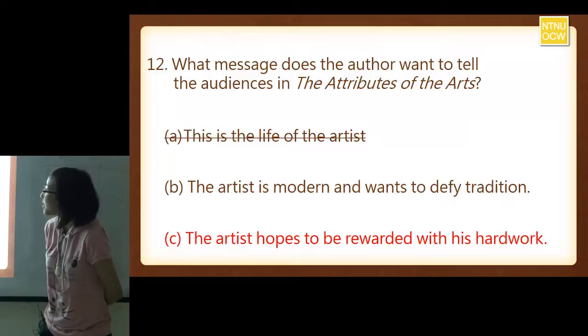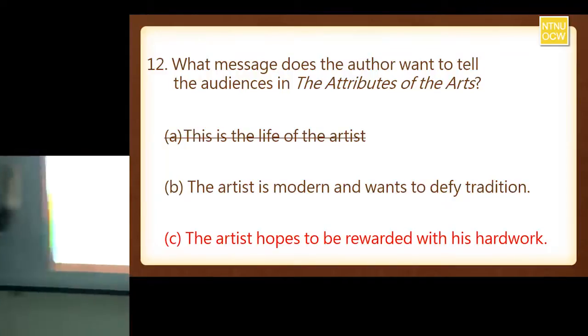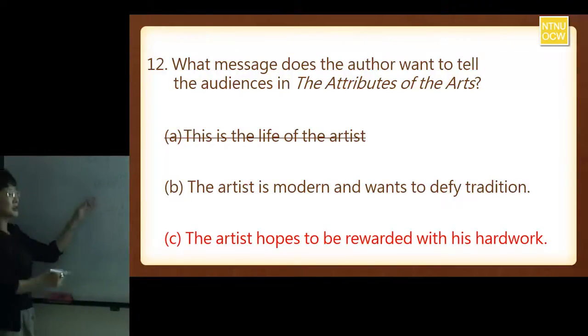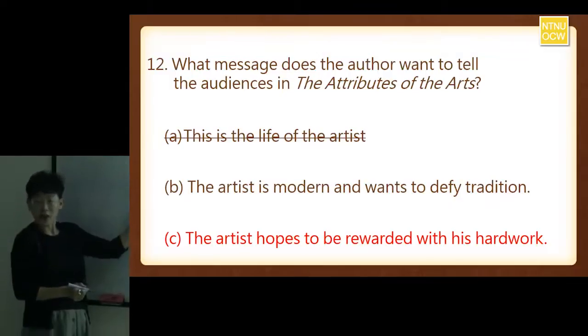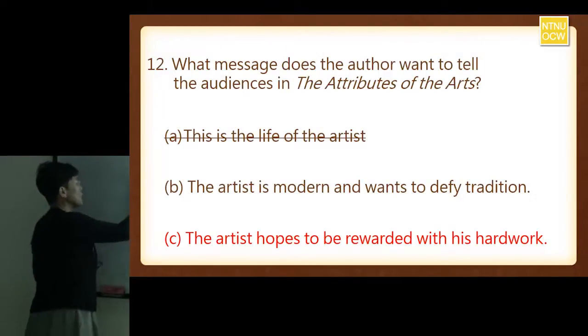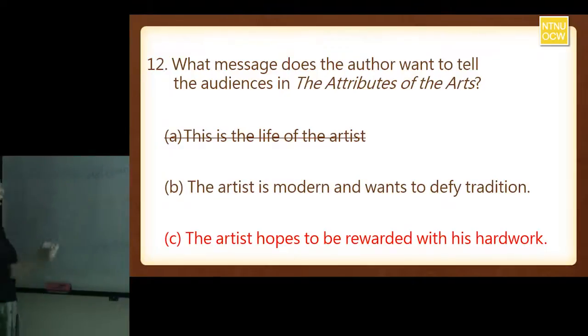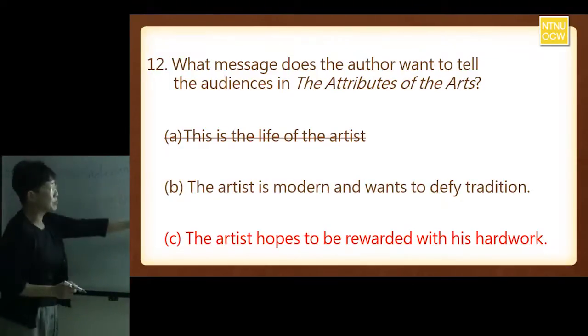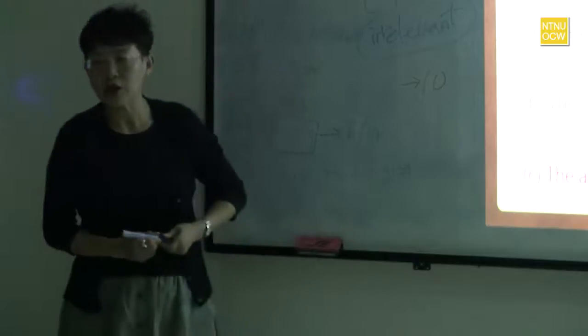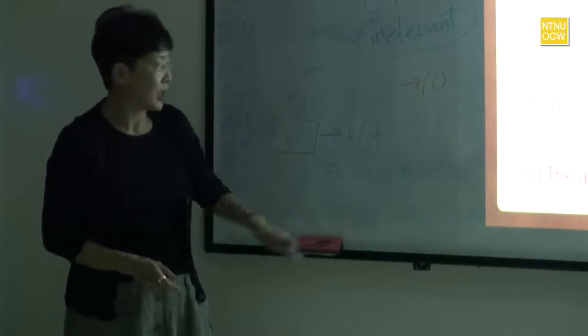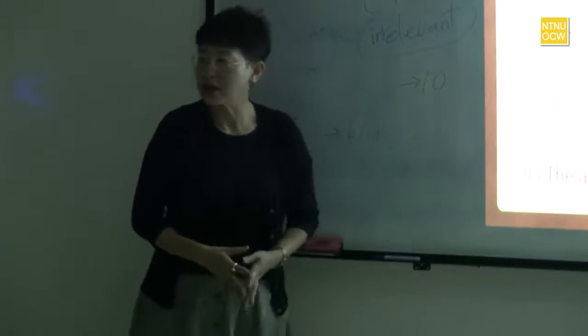Do you remember, you learned this word? Related is relevant, right? And unrelated is irrelevant, right? So number B is totally irrelevant. Okay, so C is correct.